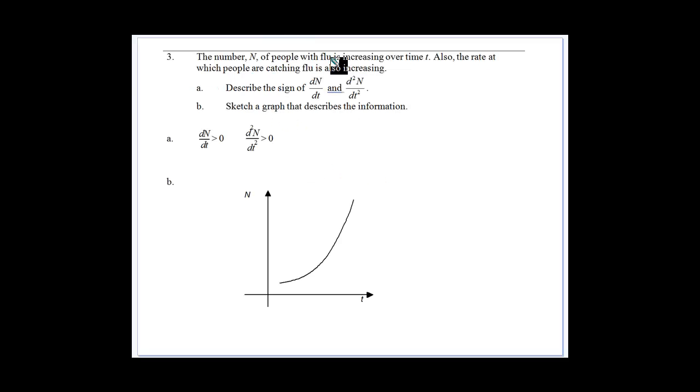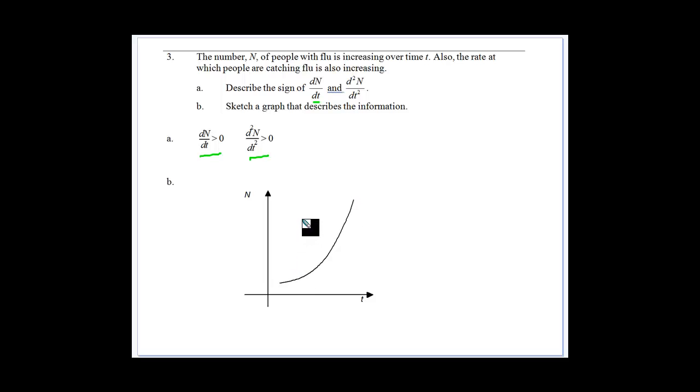So, the number of people with flu is increasing over time. Also, the rate at which people are catching the flu is increasing. What would that mean for our first derivative and second derivative? So, if the number of people is increasing, well, the first derivative must be greater than 0. And also, the rate at which people are catching the flu is increasing, so our second derivative would be greater than 0. So, our curve would look something like that.